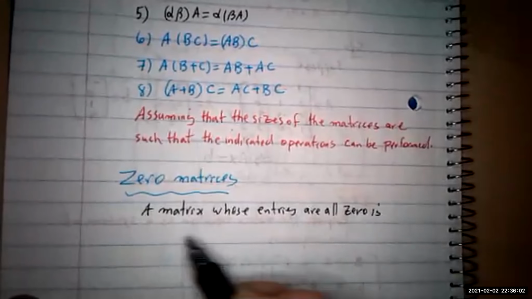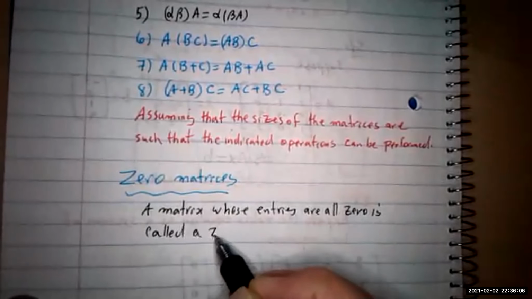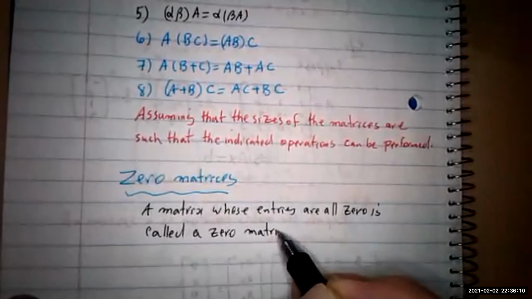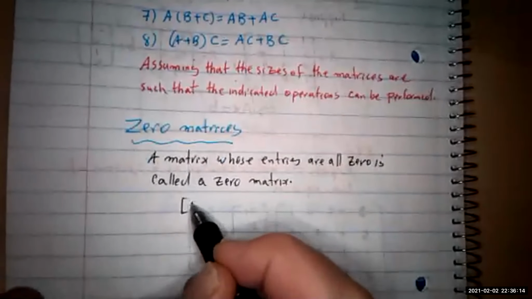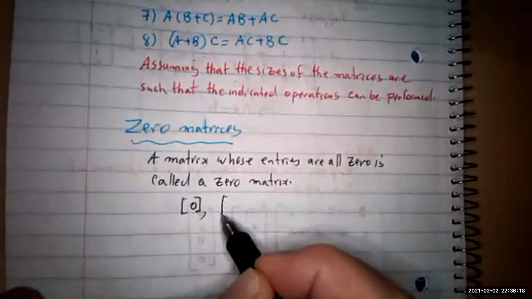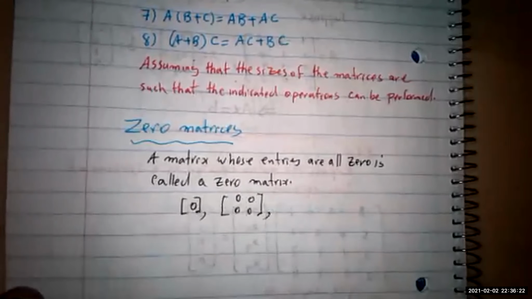It's called the zero matrix. So you may have this one, that's a zero matrix. You may have a 2 by 2, it's going to be 0, 0, 0, 0. Or you may have a 3 by 3.